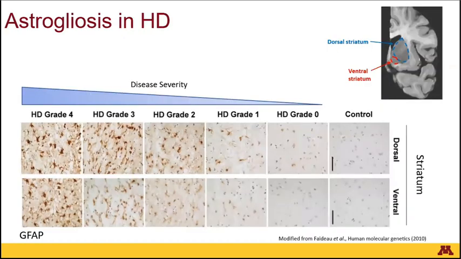So, GFAP has been used as an astrocyte marker in patients to show astrogliosis in HD. In this study, HD brains were stained for GFAP as a measure of astrogliosis, and then representative images from control and HD patients are shown. HD is defined by 5 grades that were established by Jean-Paul Vonsattel in the 80s, and the grading scheme reflects the progressive nature of the disease. So you can see here, the density of astrocytes increases progressively as disease severity increases.